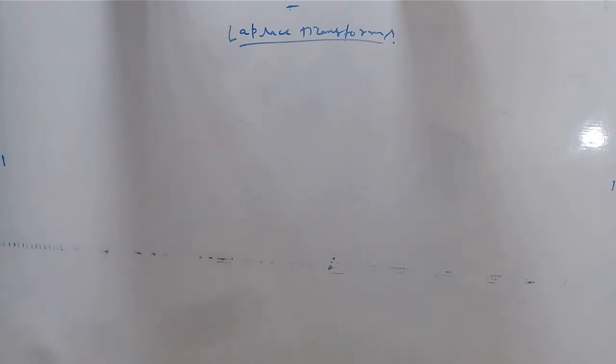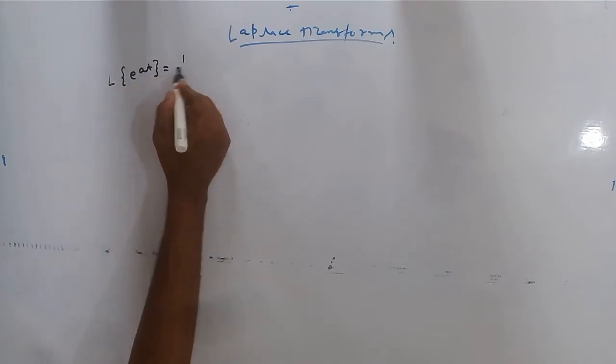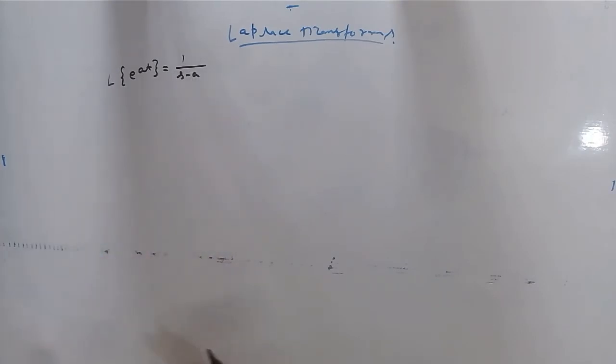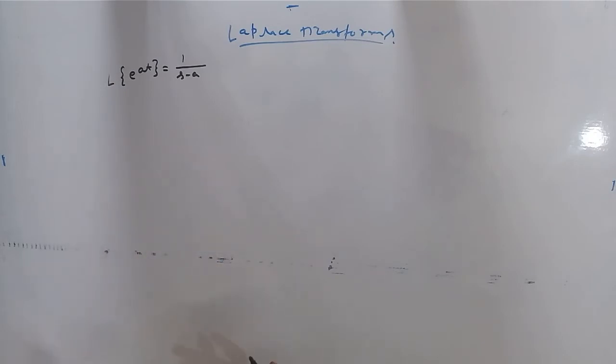The next result is L of e to the power at is equal to 1 by s minus a. Now I will write only the results, the basic Laplace transforms of some basic functions which we can use to find the Laplace transform of some composite functions. I am not showing the proof of this result. You will prove it using the definition, like I did in the two examples of the Laplace transform of a constant and the Laplace transform of t to the power n. In that way you can find these results. I am just writing the results.